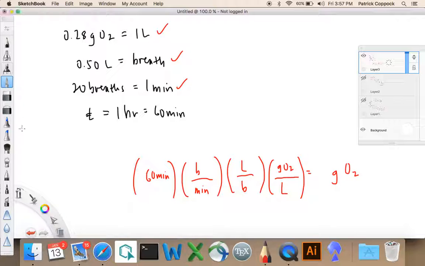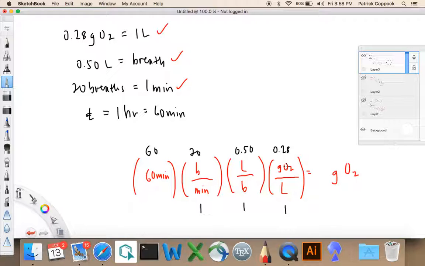This is great. Let's go to black, and this was 60, right? How many breaths per minute? 20 breaths per minute per 1. Liters per breath, 0.50 liters per 1 breath. Grams of oxygen, 0.28 grams of oxygen per 1 liter. Okay. So, looks like we're cruising, aren't we? Let me go back to my calculator.